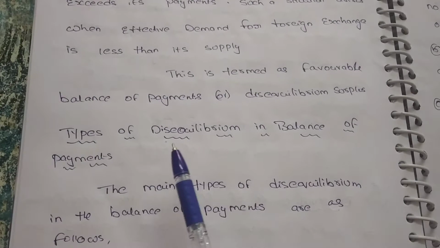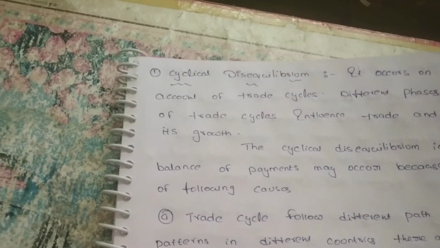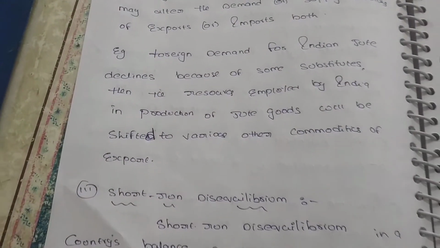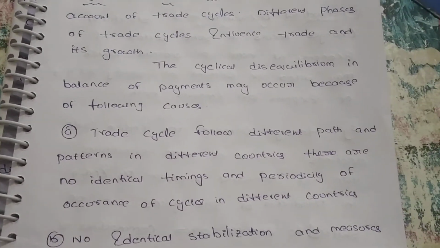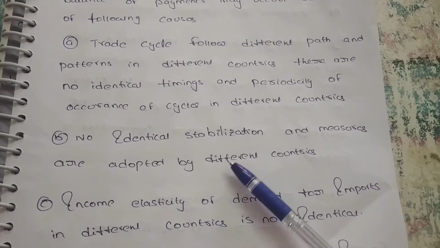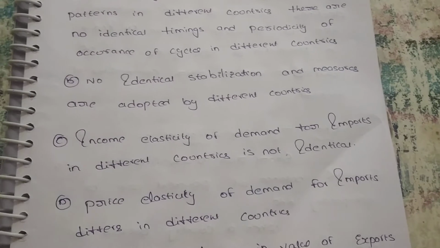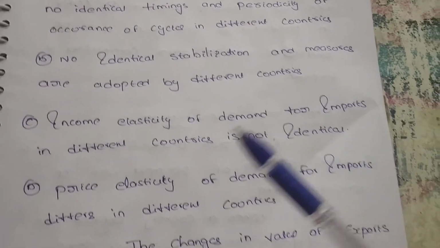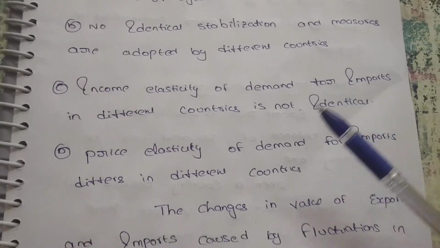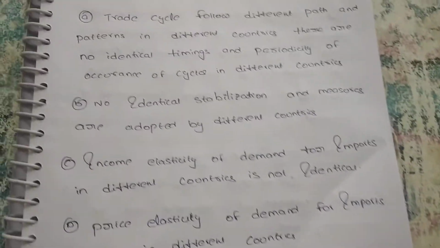There are types of disequilibrium in the balance of trade. There are 4 types of disequilibrium. They are cyclical disequilibrium, structural disequilibrium, short-run disequilibrium, and long-run disequilibrium. Cyclical disequilibrium occurs when there are changes in the trade cycle, fashions, and tastes of different countries, and no stabilization measures are adopted by different countries. There is income elasticity of demand for our imports, and price elasticity of demand for our imports. These changes may also take place in fluctuations of our income, employment, output, price, and other factors. These all come under cyclical disequilibrium.